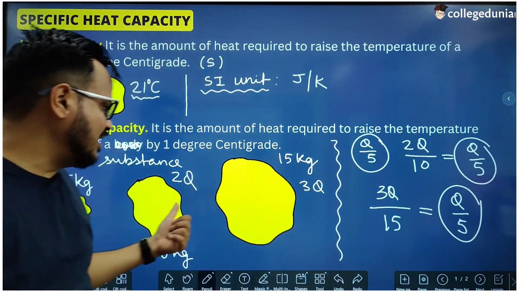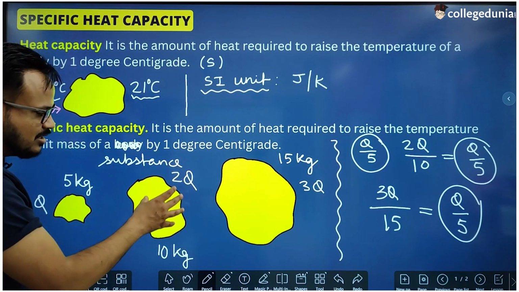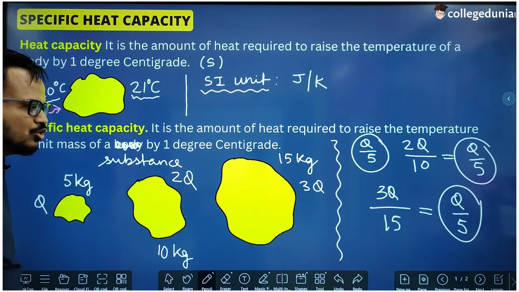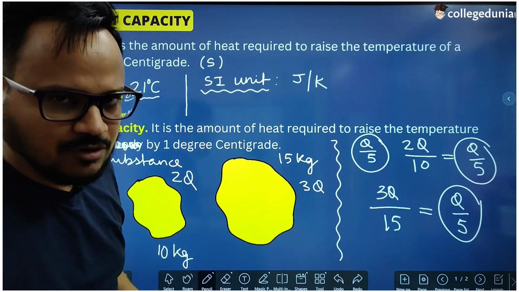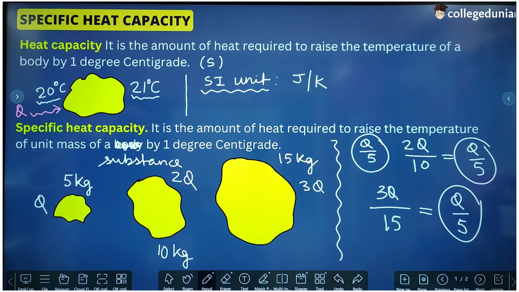So if the mass is 10 kg and we know that this much heat is required to raise the temperature by 1 degree centigrade, we will simply divide this 2Q by 10 to know the value of the heat required to raise the temperature of 1 kg of the substance. So that is called specific heat capacity, and the symbol of specific heat capacity is small c.